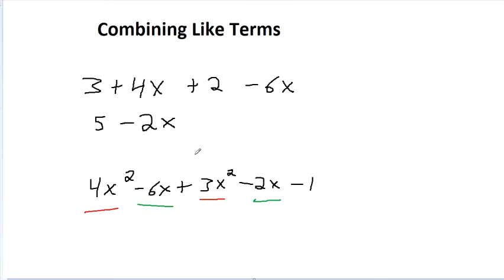So we can't do the 4x squared minus 6x. Those can't talk to each other because they're not on the same playing field. 4x squared plus 3x squared, that makes 7x squared.